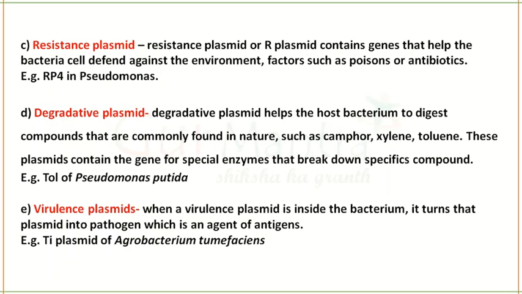Next, you have virulence plasmid. The name itself tells the story. This plasmid provides virulence to the bacteria, and the bacteria become pathogenic. For example, the Ti plasmid of Agrobacterium tumefaciens. This causes crown gall disease, which is a cancer-type disease in plants.